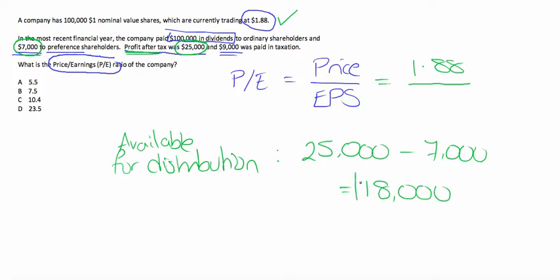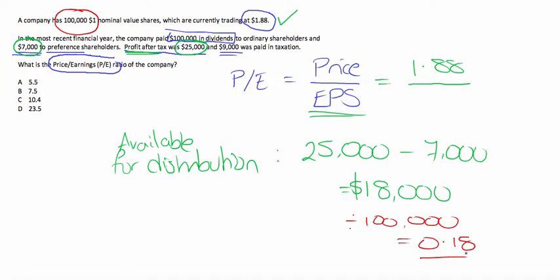But this is $18,000 in total, and we need earnings per share. At the start of the question, it said there were 100,000 ordinary shares. So if we then divide this by 100,000, your earnings per share is 0.18. That can go into our calculation for our price earnings ratio.